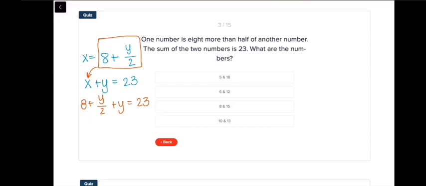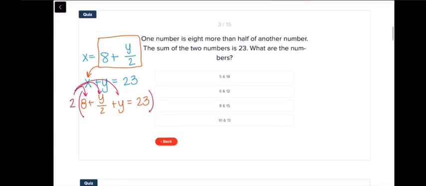Now I know fractions can be a bit nerve-wracking, so if you want to get rid of this fraction, all you need to do is multiply the entire equation times the denominator. Now keep in mind, you are going to multiply this on both sides of the equation. So we're going to have 16 plus, this 2 and this 2 cancel each other, leaving you just y, plus 2y is equal to 46. We can combine like terms, and that would give us that 16 plus 3y is equal to 46.